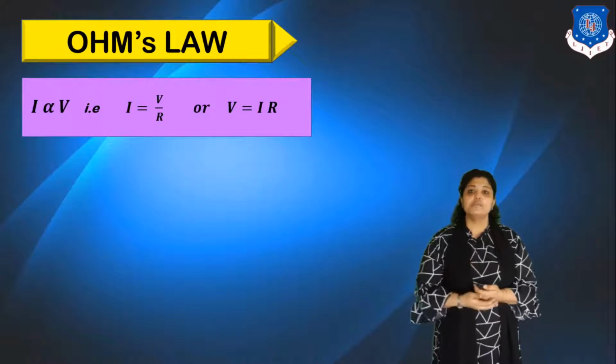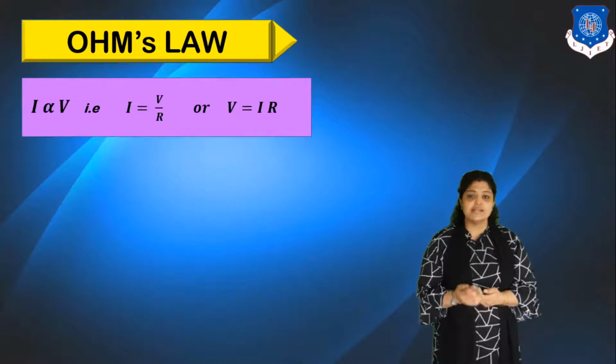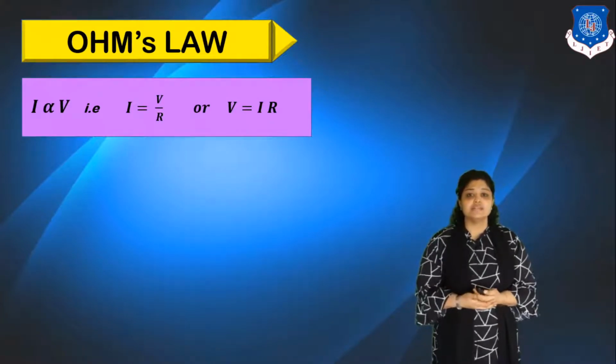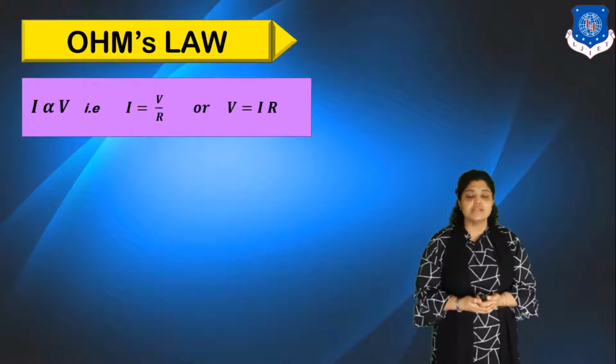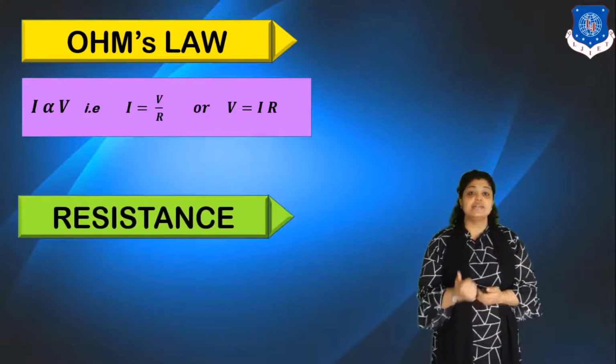If you want to remove this proportionality sign, we should introduce a proportionality constant and we get I is equal to V by R, where R is known as the resistance, that is the proportionality constant. And hence we get the common and very well-known equation V is equal to IR. Let's see what next is: resistance.